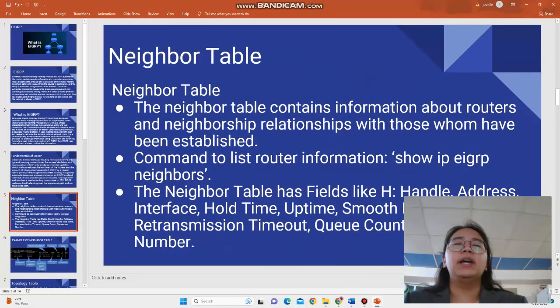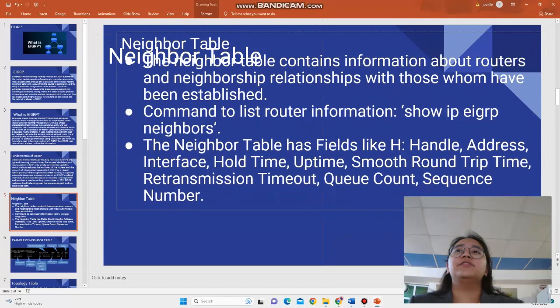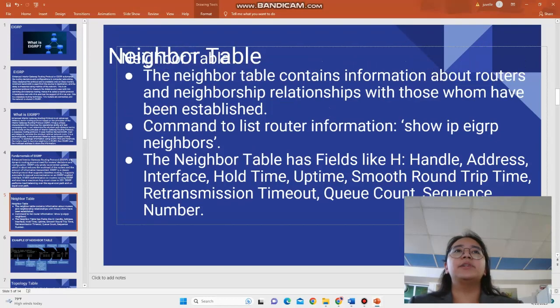So, the neighbor table. The neighbor table contains information about routers and the neighborship relationships that have been established. The command to list this information is show ip eigrp neighbors, and the neighbor table has fields like age, handle, address, interface, hold time, uptime, smooth round trip time, retransmission timeout, queue count, and sequence number.